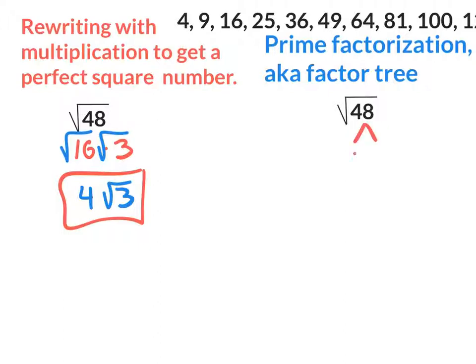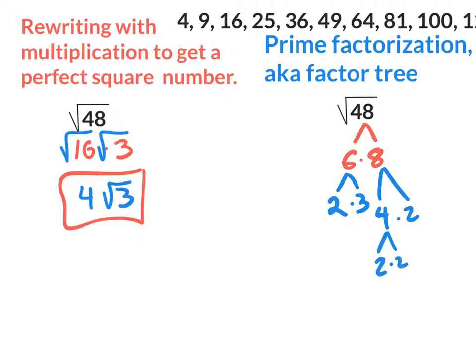So if I go 6 times 8 and continue breaking down, what's a 6 going to break down to? 3 and a 2. And how about the 8? What does that break down to? 4 and a 2, okay, and then what else? 2 and 2, right? And so I like to underline everything that we have at the bottom of our tree. We have a 2, a 3, a 2, a 2, and a 2.